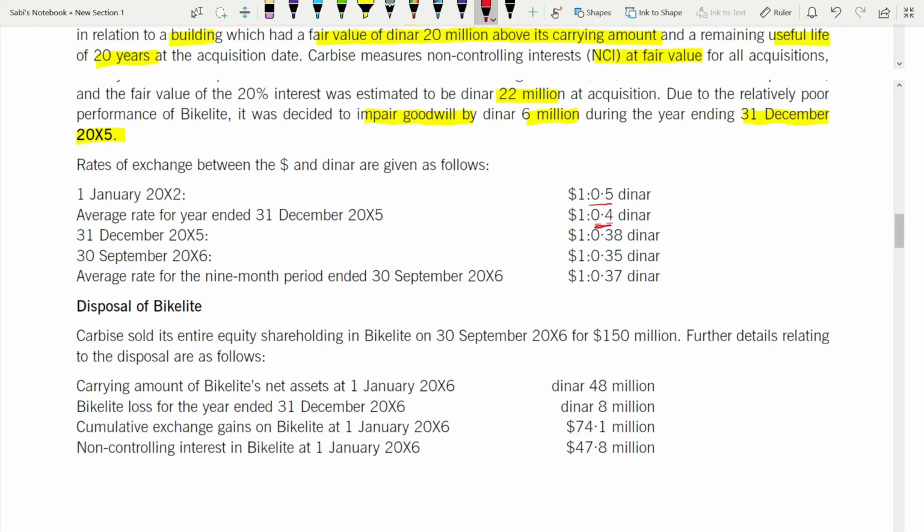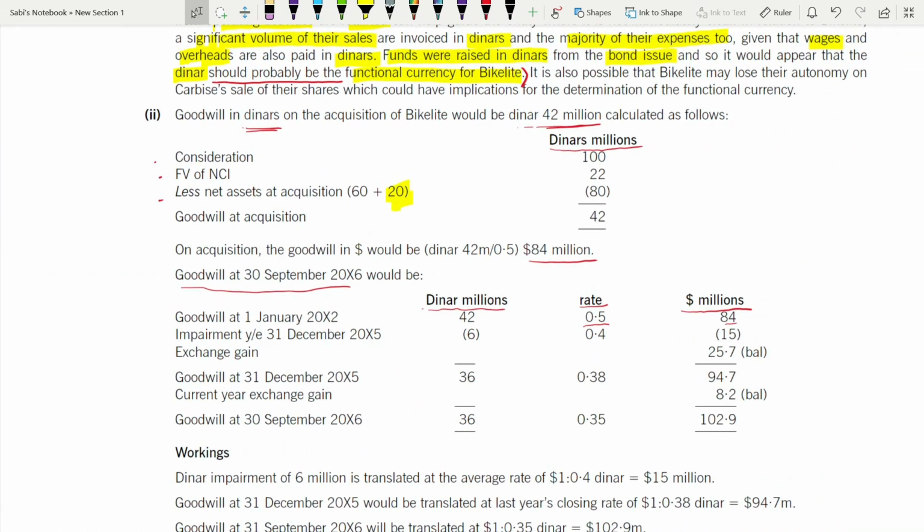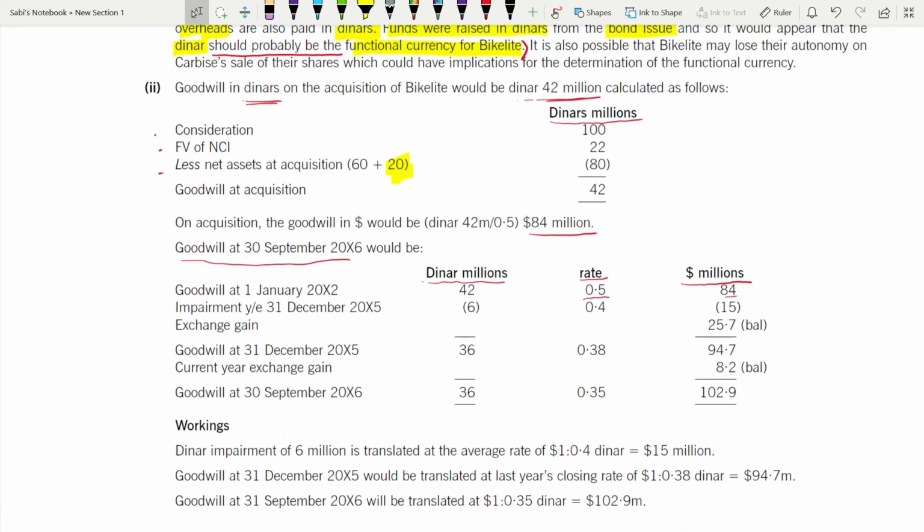Some of you might say the closing rate, because goodwill is translated at the closing rate. But let's go by the average rate, 0.4. So you are using 0.4, 6 divided by 0.4, 15 million. Deduct the impairment, 25.7. That is the balance.